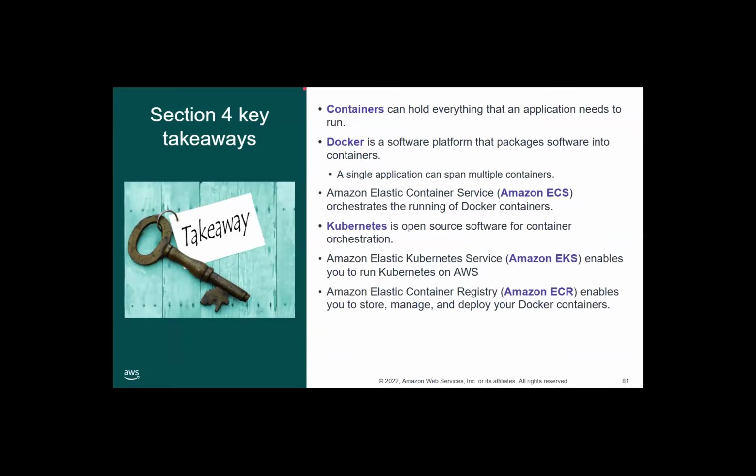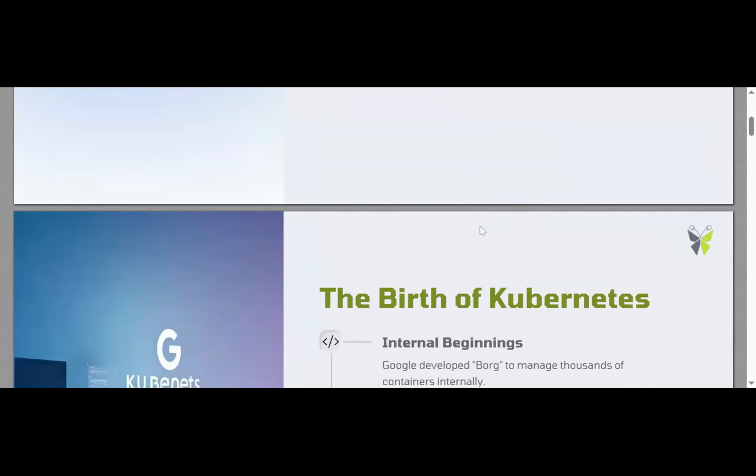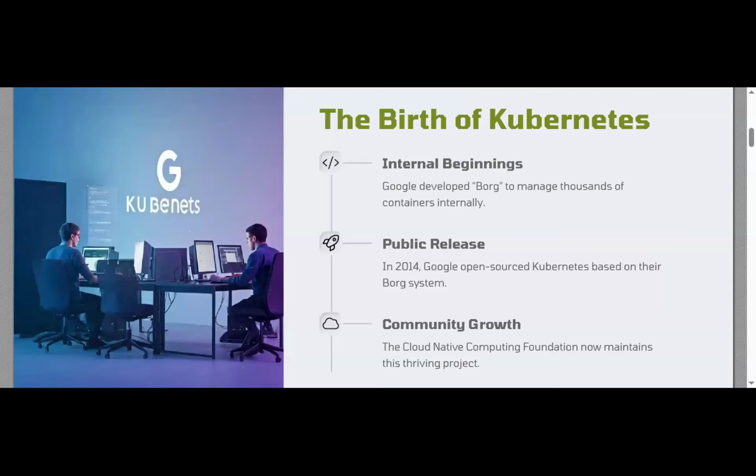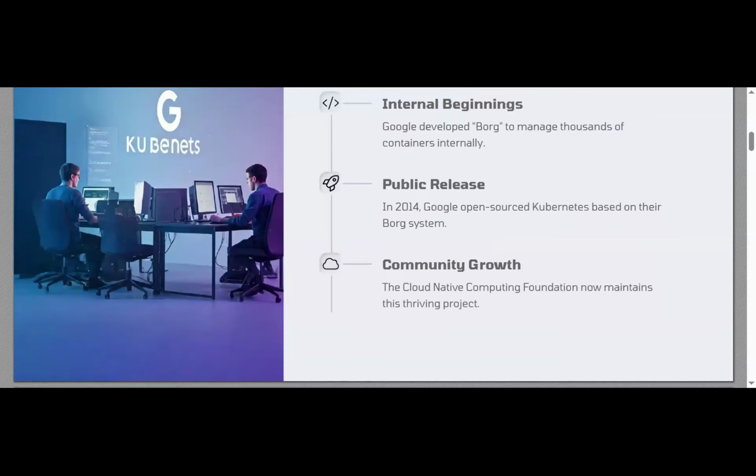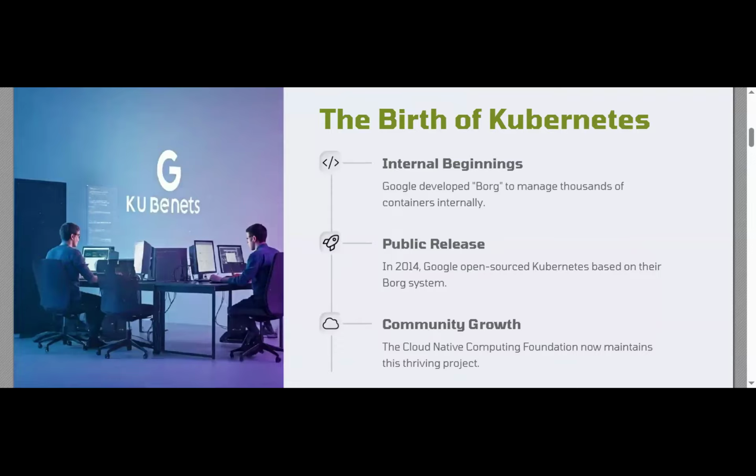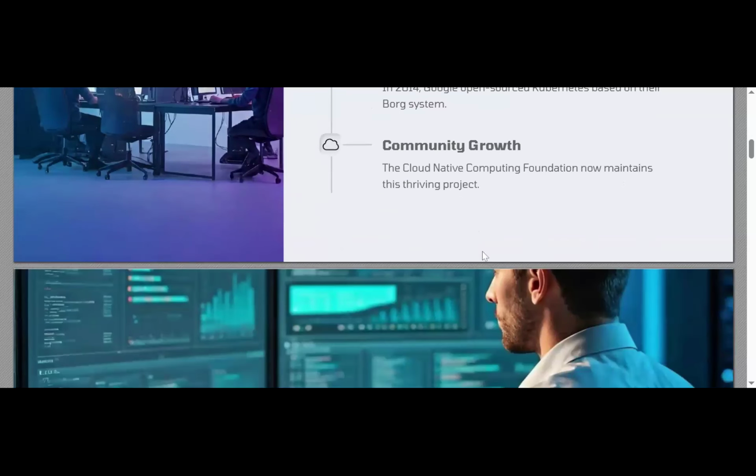Then we discussed Kubernetes fundamentals, the birth and the beginning of Kubernetes. Kubernetes was developed by Google, as I told you, in a division called Borg, which was managing thousands of containers internally. It started in 2014, when Google open sourced Kubernetes based on the Borg system. The community now, CNCF, the Cloud Native Computing Foundation, maintains this thriving project. Which foundation maintains Kubernetes? The Cloud Native Computing Foundation.